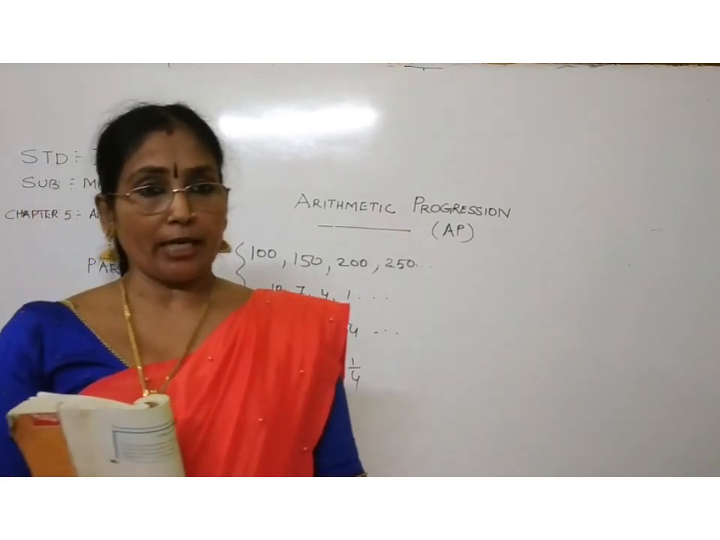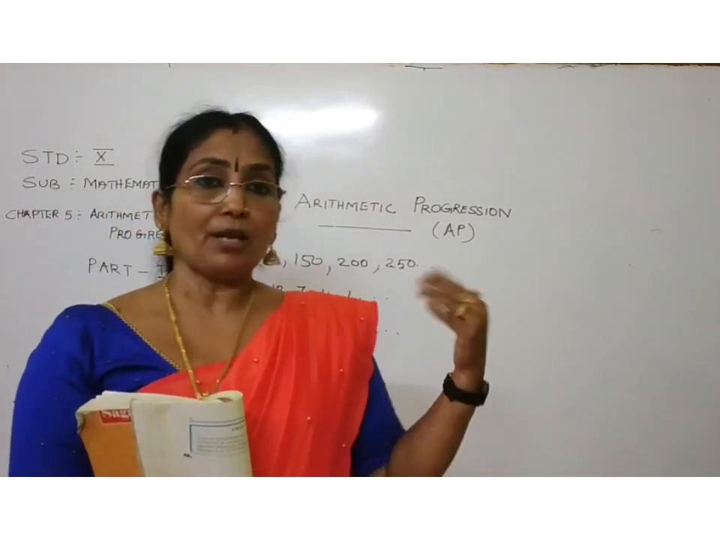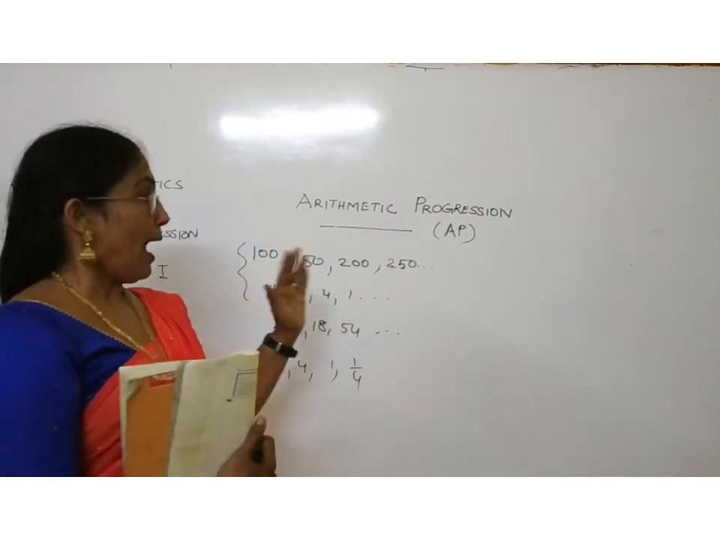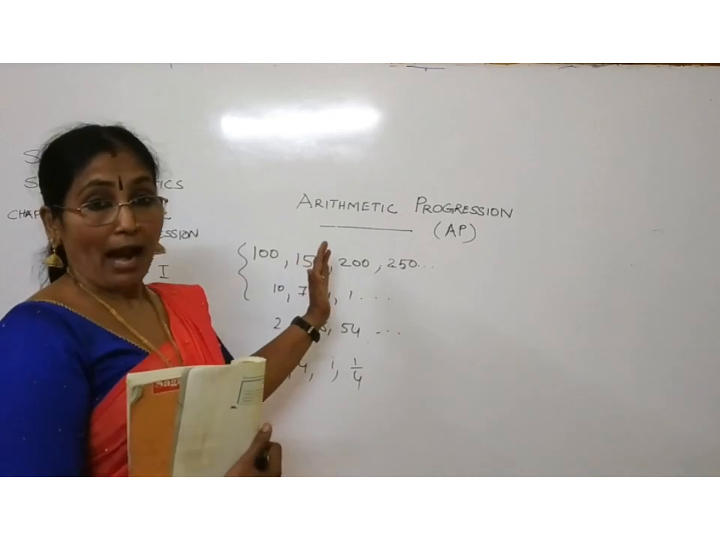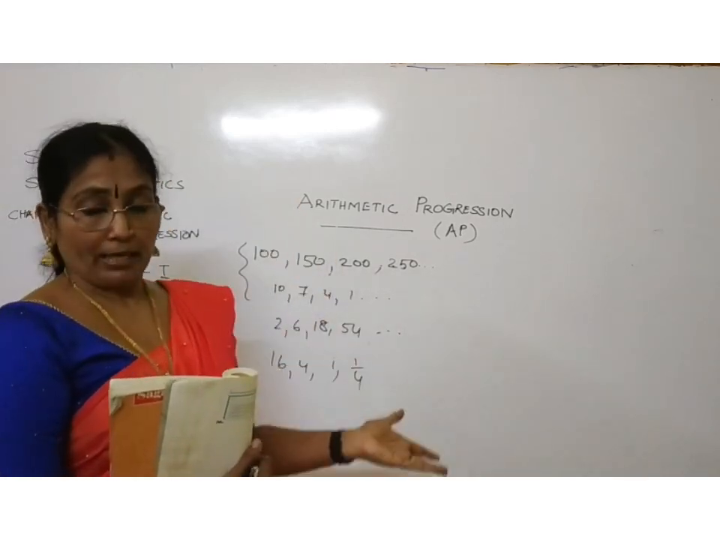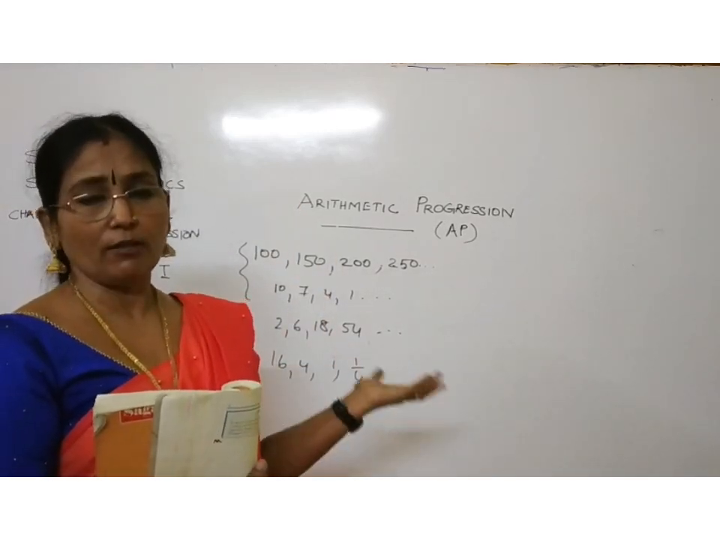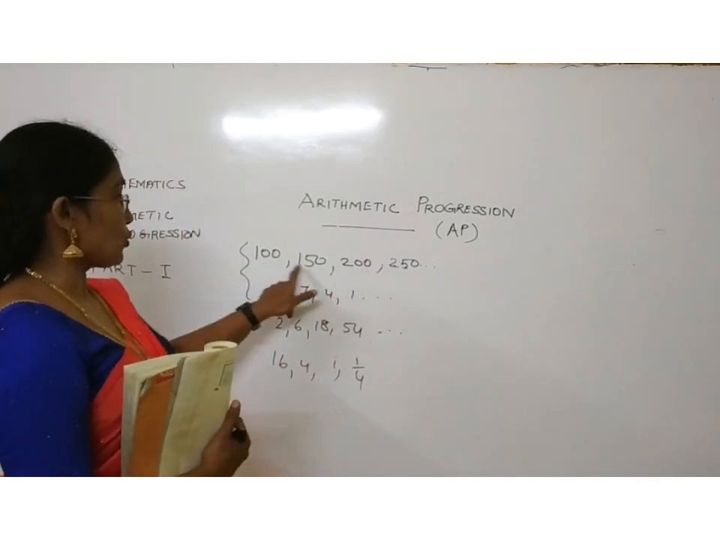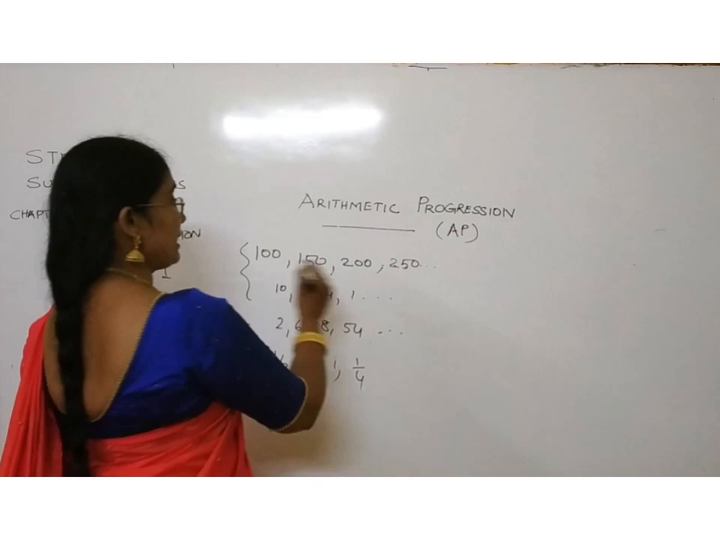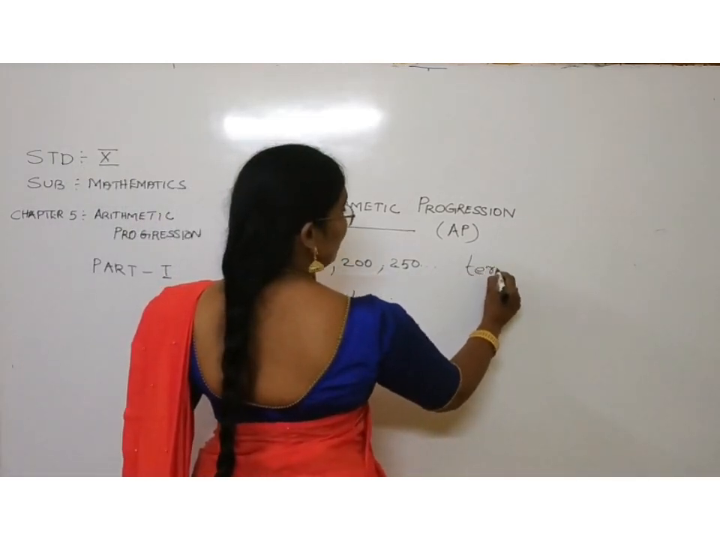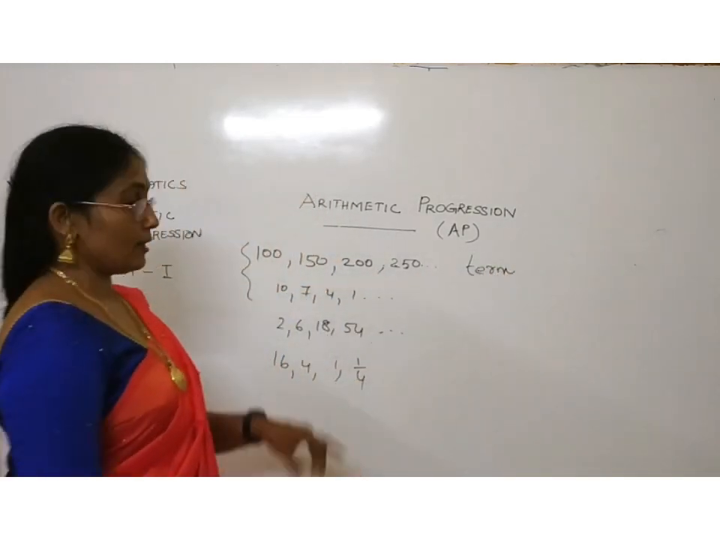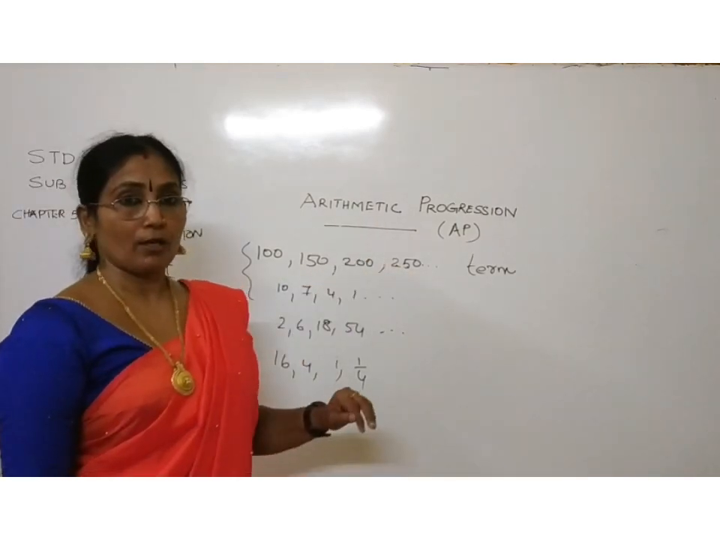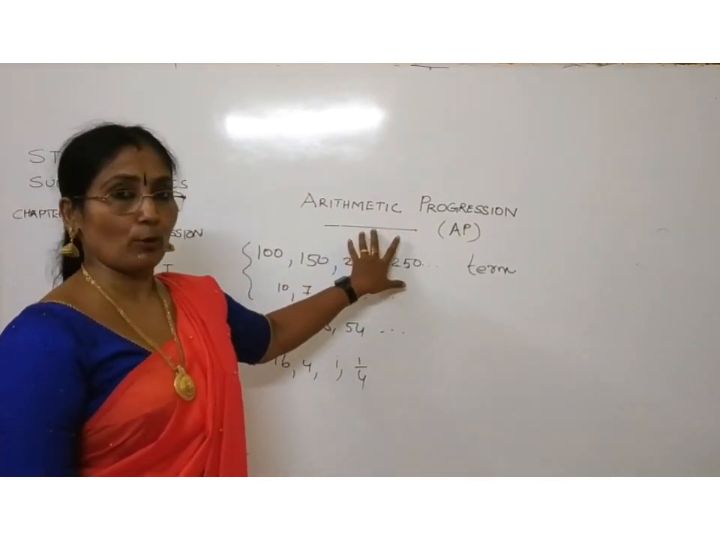going to be obtained by adding a fixed number to the previous number, and that number we add can be negative, positive, or 0. And in a series there are so many numbers written. Each number we can call by the name term of this series. That means this is the first term, second term, third term, fourth term, like that. Now we understood what is arithmetic progression.